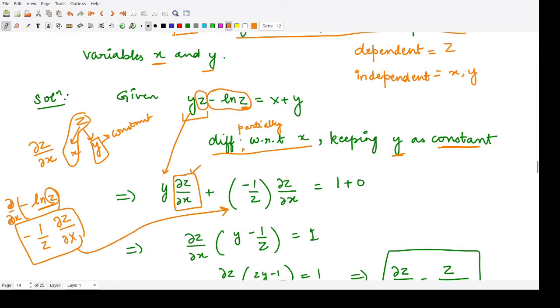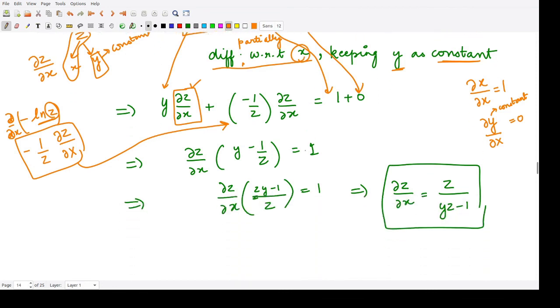For the right hand side, when you perform the partial derivative of x with respect to x, that would be equal to 1, and the partial derivative of y with respect to x, because y is constant, would be equal to 0. So the derivative of x would be equal to 1 and the derivative of y would be equal to 0 with respect to x.